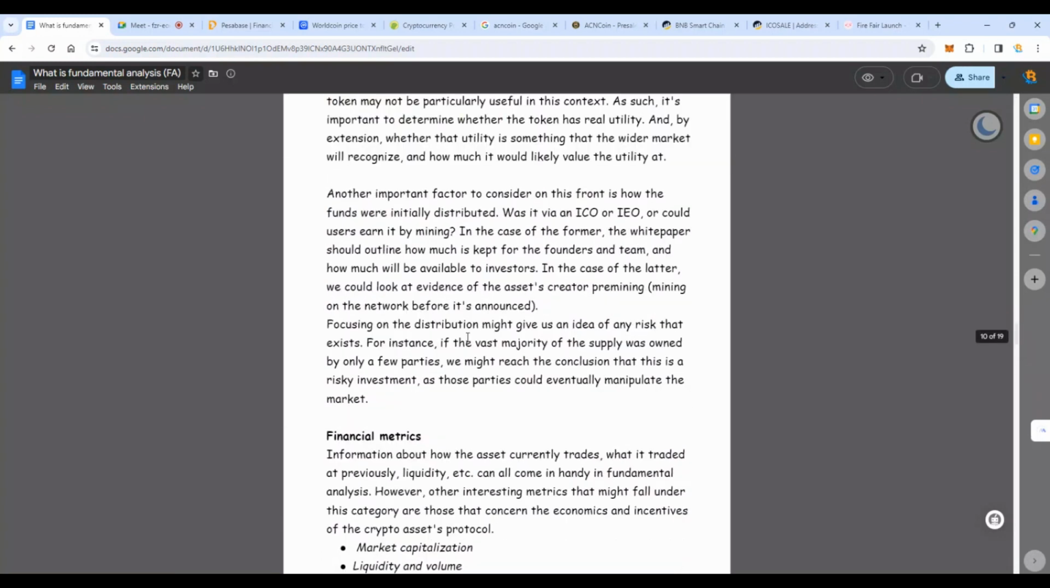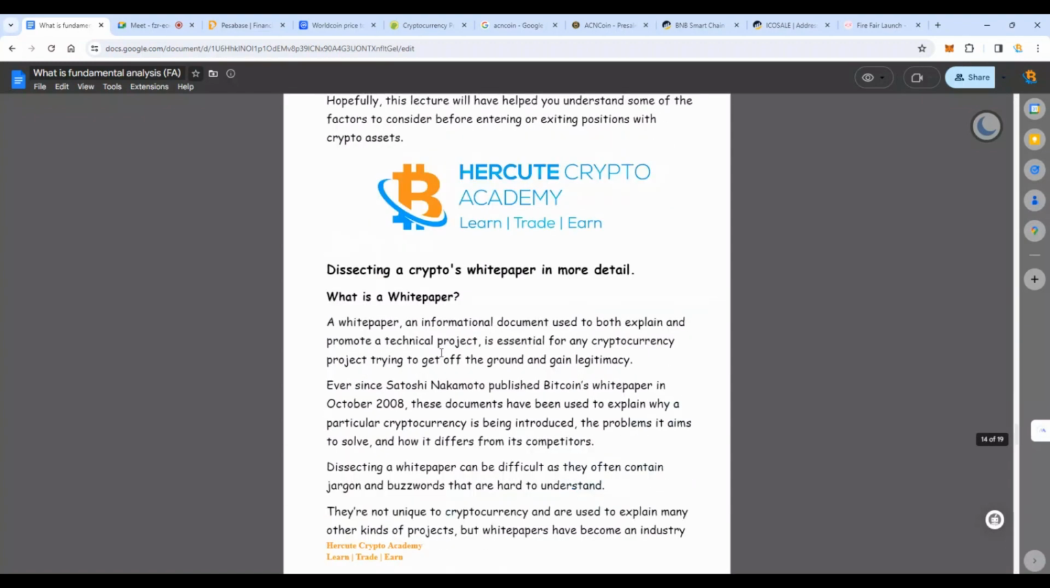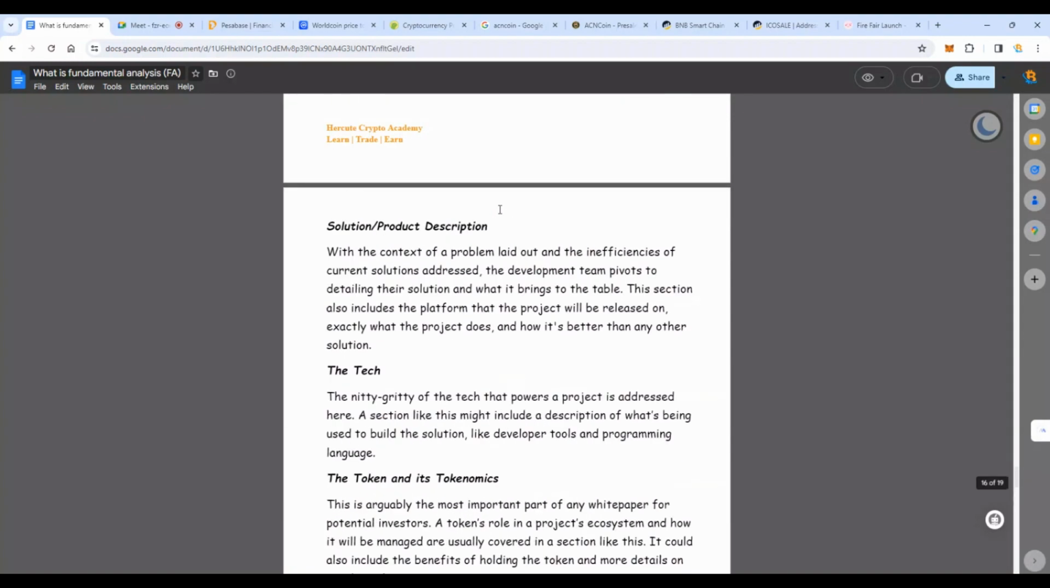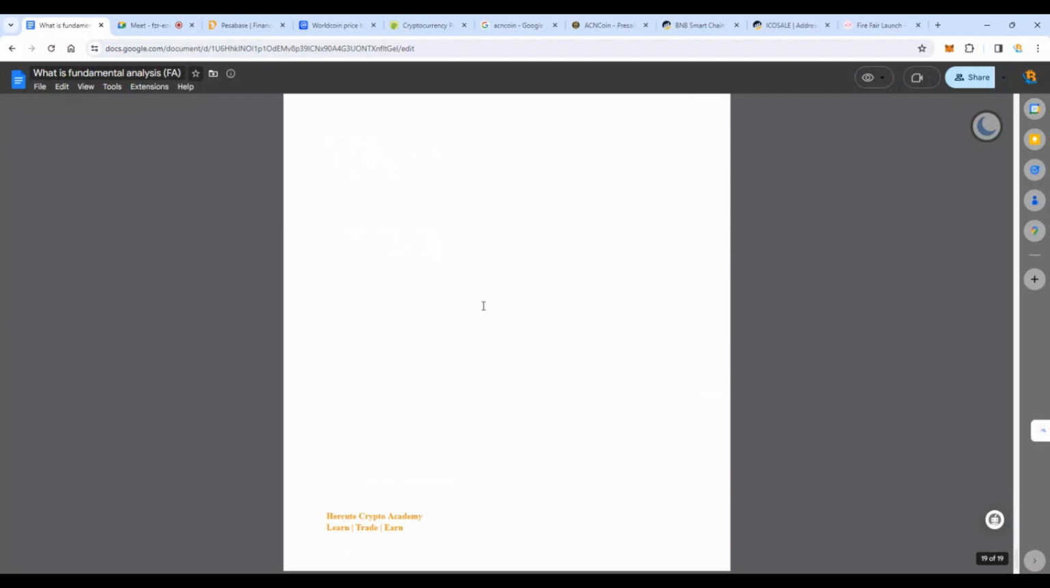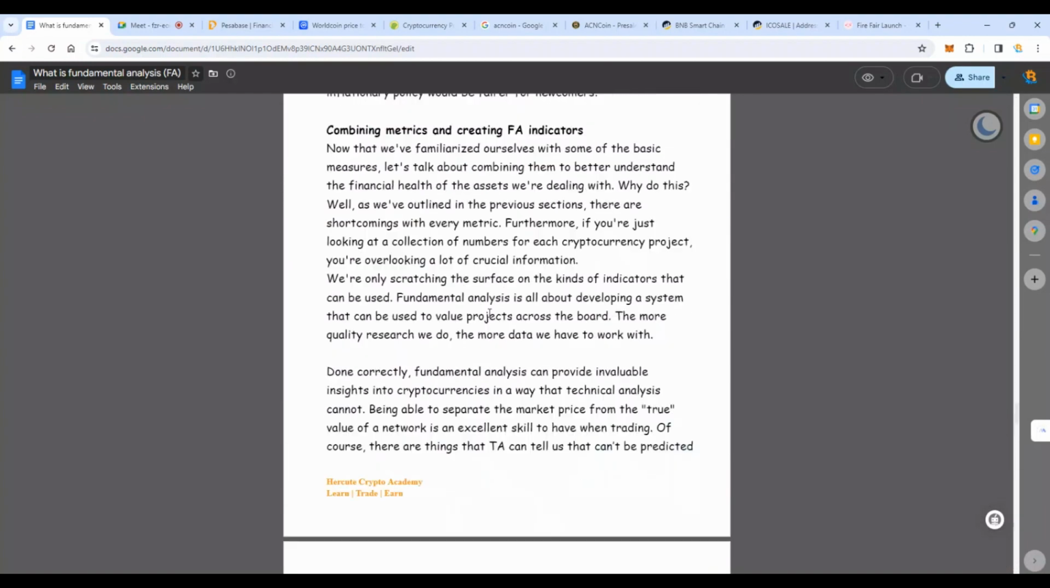Now, the other thing is about the financial metrics. And again, I don't want to go deeper into this. I want us to continue tomorrow with the financial metrics and wind up on financial metrics tomorrow. Then we do dissecting a cryptocurrency white paper in more detail. So we are going to now dissect a cryptocurrency white paper in a more detailed manner, and we should be done with fundamental analysis tomorrow.